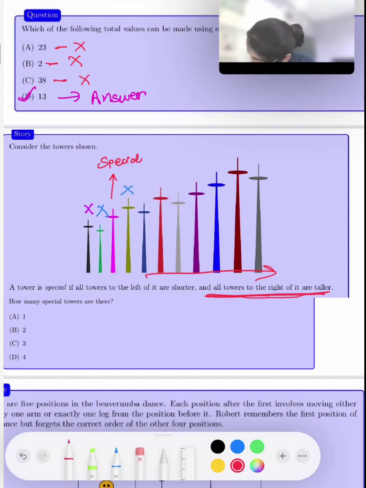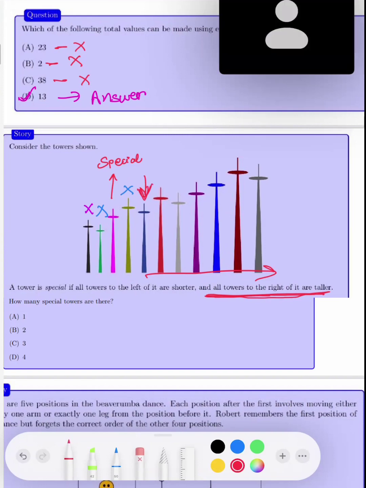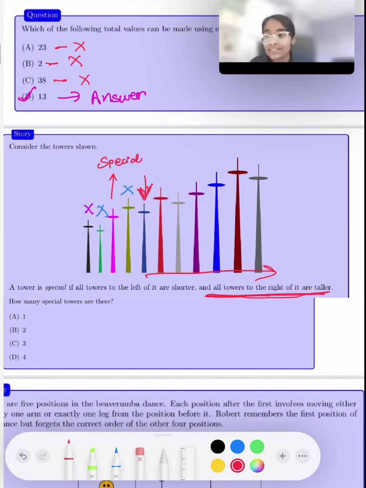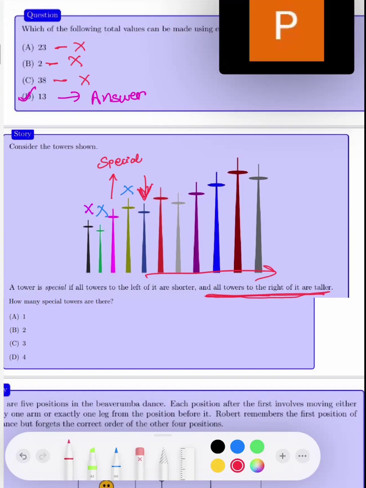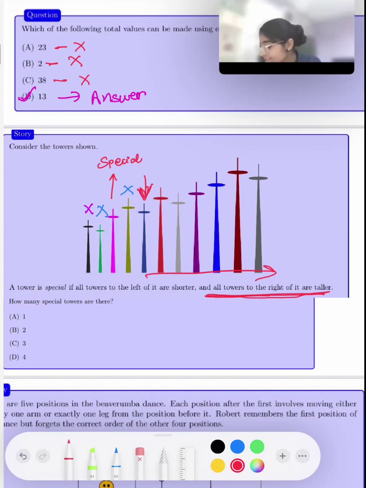Is the blue tower special? Anyone would like to answer that? Okay, go ahead. No. Yes, it's not special because the tower to the left of it, this one, is taller than that. So this tower is not special.